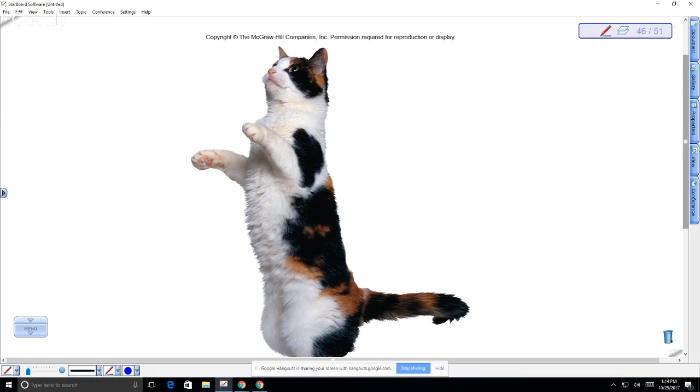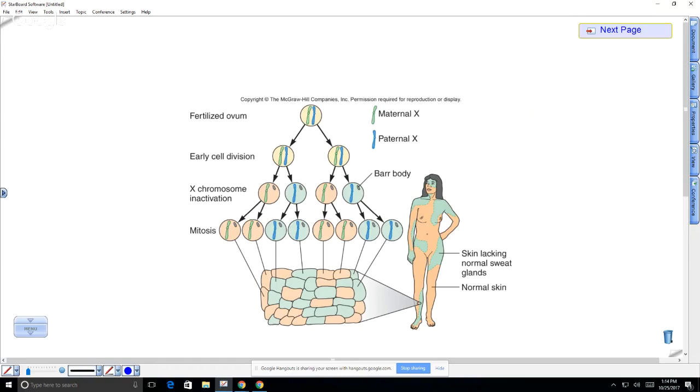So this could be anywhere in the body. It's just that we see X inactivation really clearly in skin color. In humans, instead of fur color, sometimes we have patterns of sweat glands. And if you wanted to look this up, it's called ectodermal dysplasia.